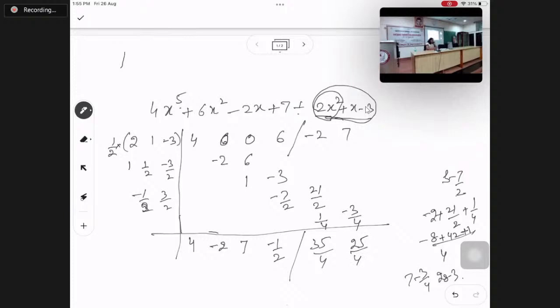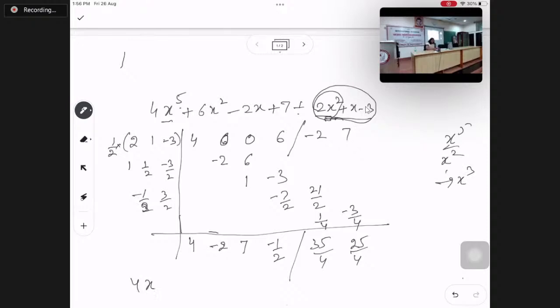Okay. So what is the answer? This is a fifth degree equation. You want to divide by a second degree. Fifth degree equation divided by second degree, so obviously the quotient will start with x cube. So this is 4x cube minus 2x square plus 7x minus half. And the remainder is, see, the divisor was a quadratic, so the remainder should be of lower degree. So obviously this is linear in x: 35 by 4 x plus 25 by 4. This is the remainder.